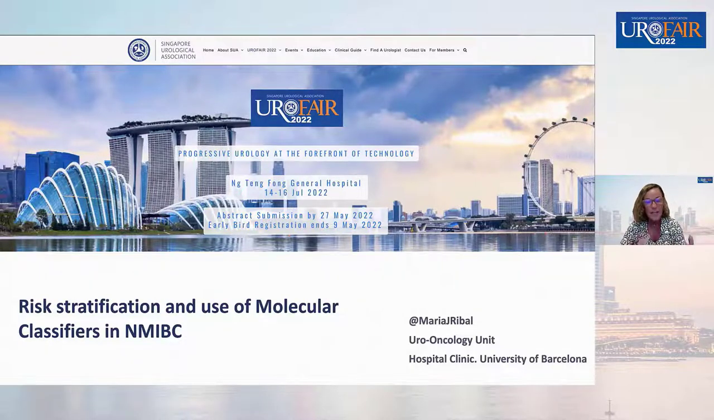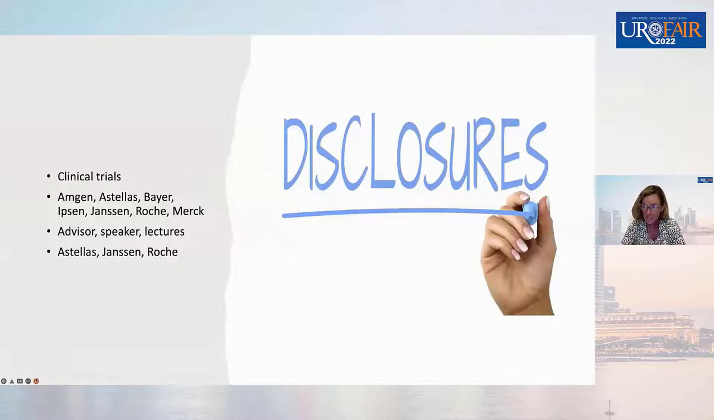So today, the main issue for my talk is to try to explain why we need a risk stratification for non-muscle invasive bladder cancer. These are my disclosures.